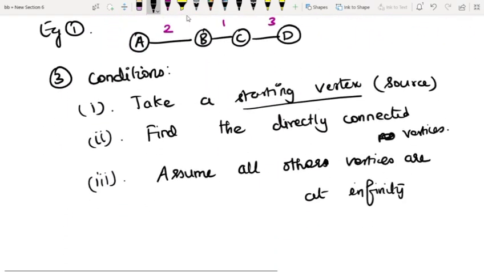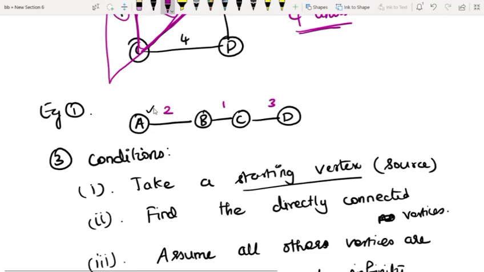Now let me assume A to be my starting vertex. Anyway, I'm going to assume A only. Let me denote it by some symbol. This is just for our understanding, it need not be done. Just for my understanding, I'll denote this by an asterisk. So that's going to be my starting vertex.